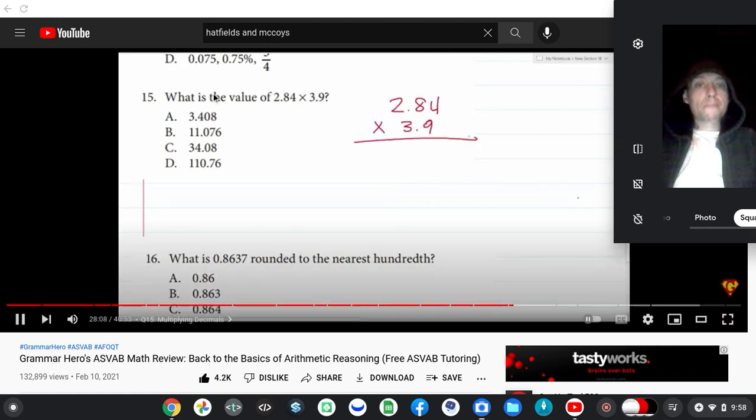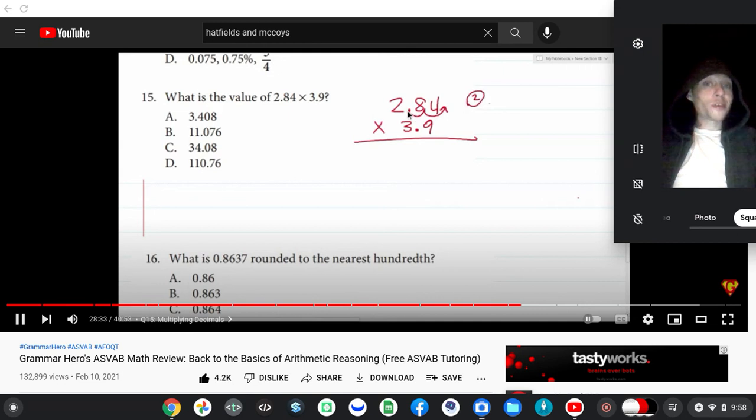That is to say, we're going to multiply two decimals by each other. And this, as it happens, is pretty easy to do. The very first thing we're going to do is shift the decimal to the right, such that we rewrite 2.84 as well as 3.9 as whole numbers. So we're going to take this decimal and shift it.